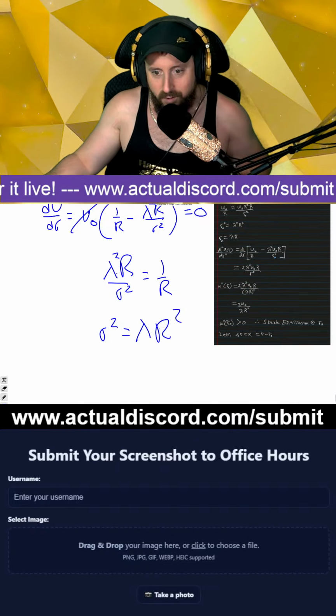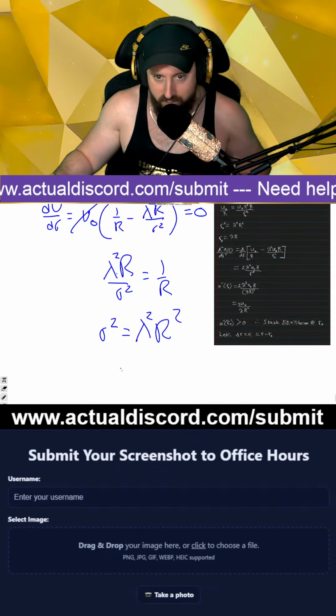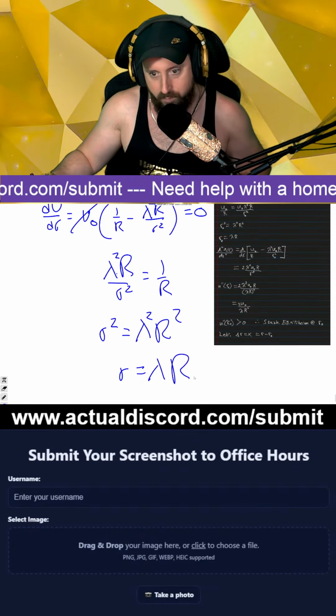Okay. Cool. All right. I'm assuming that it's just the equilibrium. So r is equal to lambda R. Perfect.